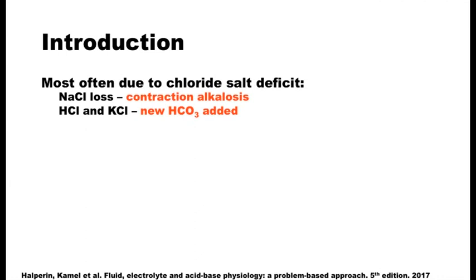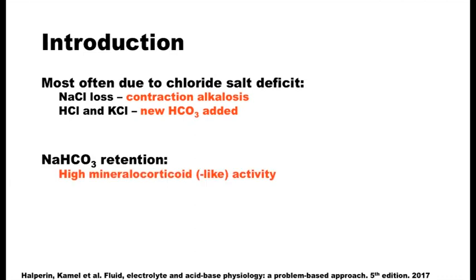within the ICU. The second group for metabolic alkalosis is sodium bicarbonate retention. And this occurs in the context of patients with mineralocorticoid excess activities or mineralocorticoid-like syndromes. An example here would be Conn syndrome or primary hyperaldosteronism.